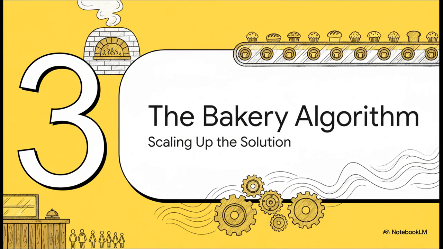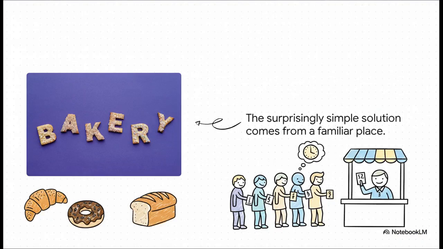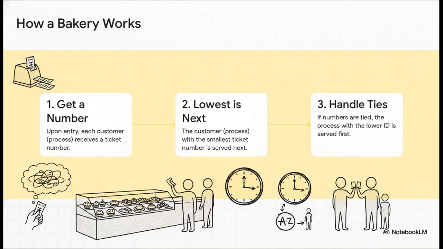But modern computers have hundreds, sometimes thousands of processes all running at once. We need a solution that can actually scale. And the inspiration for it? It comes from a surprisingly low-tech and, frankly, delicious place. The solution is famously known as the bakery algorithm. And yeah, it works almost exactly like the beautifully simple and fair system that bakeries use to manage a crowd of hungry customers. You know how it works, right?